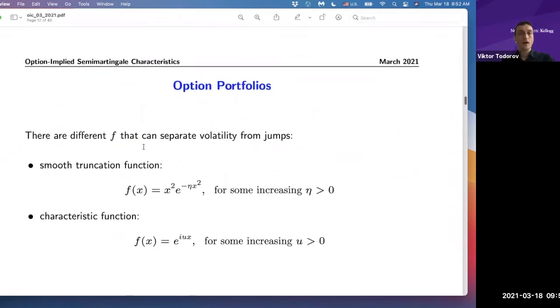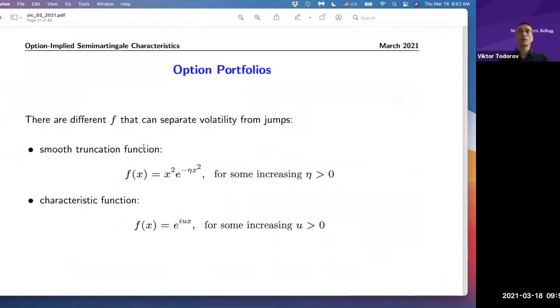Two candidates are, first, what I will call a smooth truncation. You look at the function x squared, so you're trying to calculate, say, the return variance, but you truncate it in a smooth way by multiplying with this exponential. When eta is very high, you're truncating the big moves, while the ones very close to zero are left barely unchanged. If you choose eta higher and higher as your time to maturity shrinks, then you can asymptotically at least separate the volatility from the jumps. This is one way, but I found it less efficient than the second way.